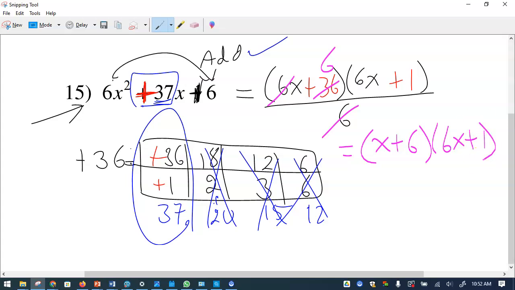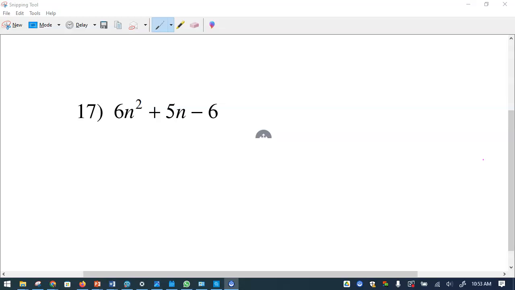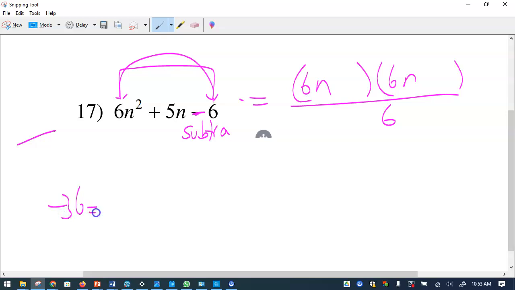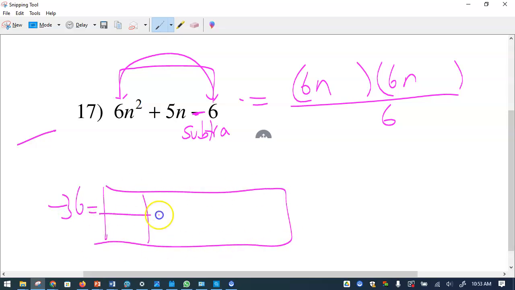So many examples. Let's do another one. Look, if you see this problem, again you have the 6 and minus. This time it is minus 6, right? If it's minus, you think of subtraction. So first the factors are 6n, 6n, and 6 down. And when you multiply these two, you get minus 36. Last time we did a box and looked at the pairs of factors of 36: 2 and 18, 3 and 12, and 6 and 6.